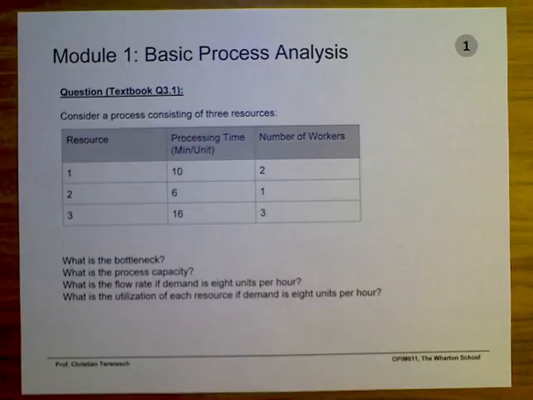What is the bottleneck of the process and the process capacity? What is the flow rate if demand is 8 units per hour? And what is the utilization of each resource if demand is 8 units per hour?